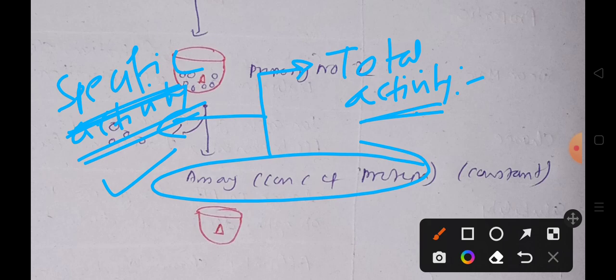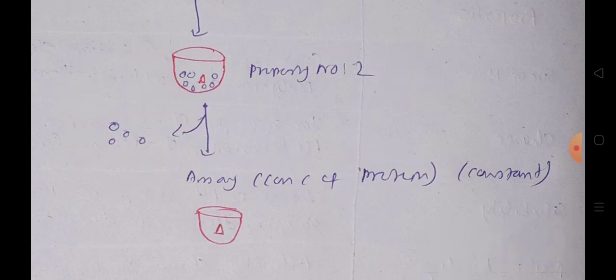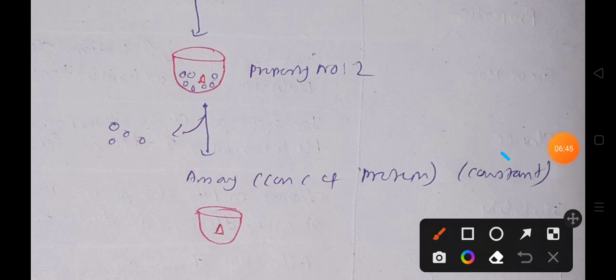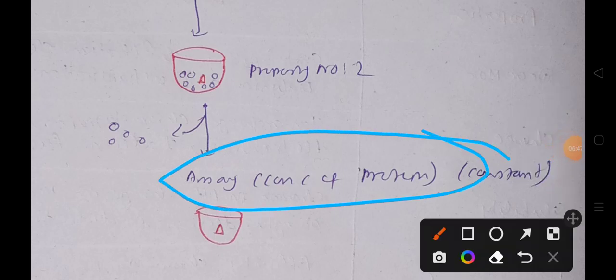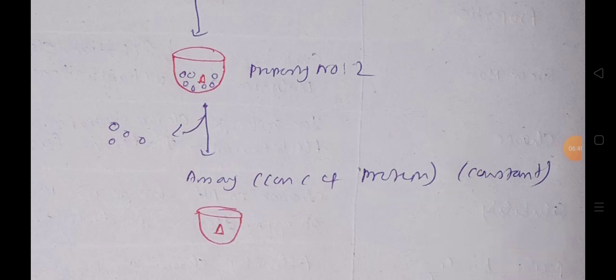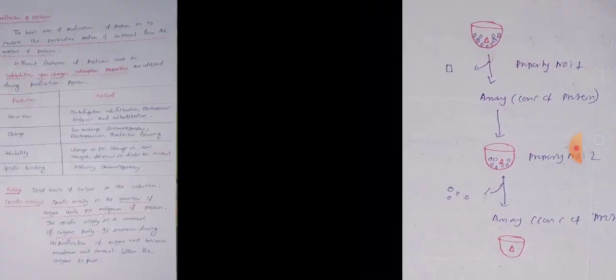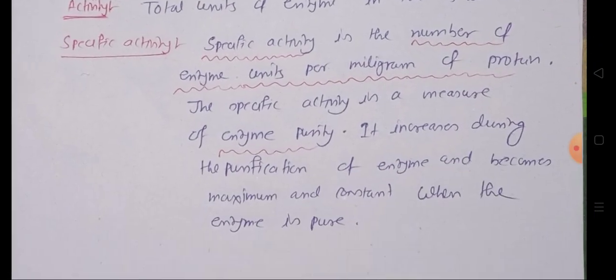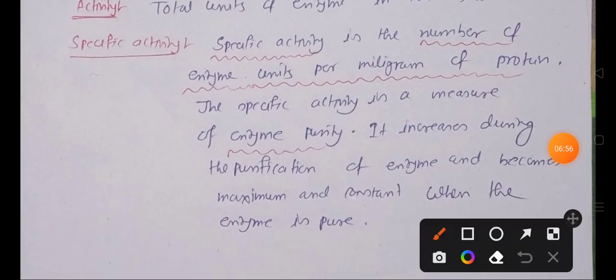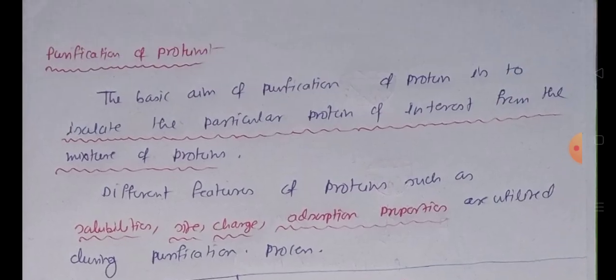Okay, and this specific activity will increase with the progress of the purification process. And at last it becomes constant when in the jar we have only our protein of interest. So that is the idea of our specific activity. Okay, so I have also mentioned here the two definitions of specific activity and activity, and we have also discussed it in our enzyme videos. So that is the idea of the purification of protein.